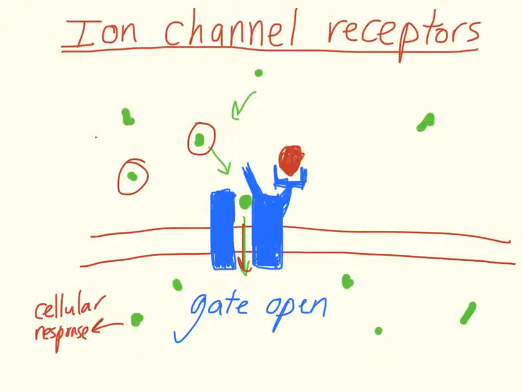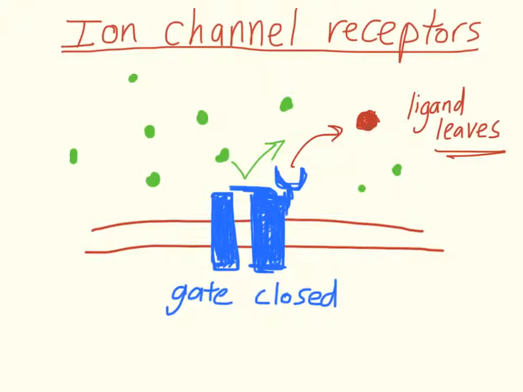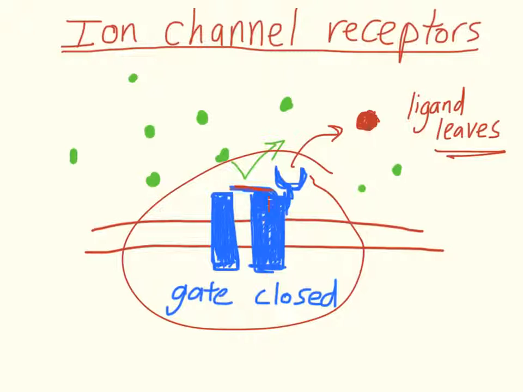Gates are also very specific. They'll only allow certain ions into the cell. And these ions can then elicit a cellular response. And again, ligands will bind and dissociate, and the number of gates that will actually have a ligand bound to it will depend on the concentration of the ligand in the environment. So in this case, the ligand leaves this particular gate, and the gate will close because the ligand has left, and thus ions can no longer enter this gate.